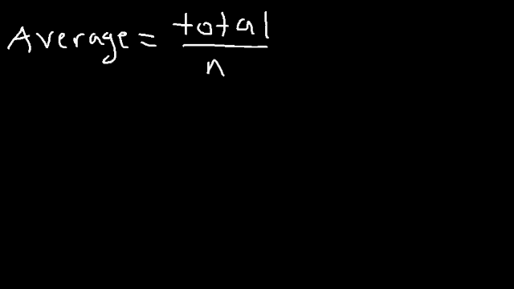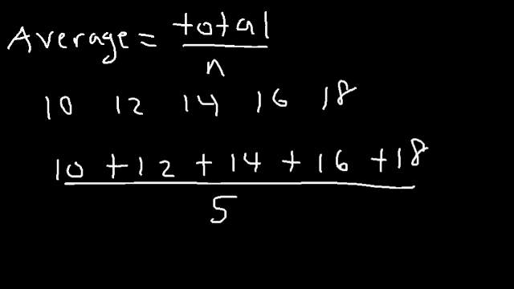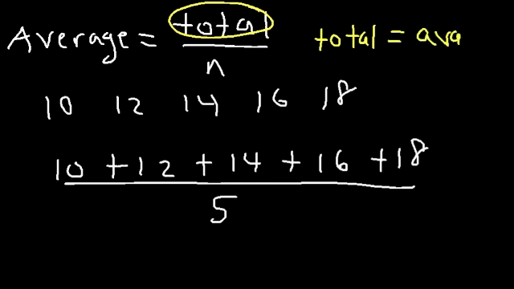The average of a number is the total value of the numbers divided by the number of values. So let's say you want to find the average of 10, 12, 14, 16, and 18. You will add these numbers up and then simply divide by 5. Now, sometimes you may need to know what the total value is. The total value is equal to the average times n.